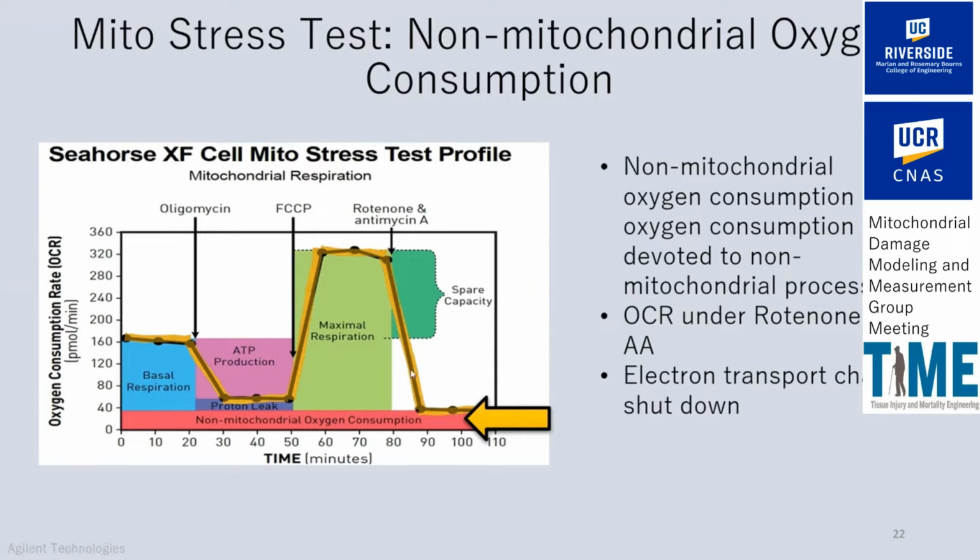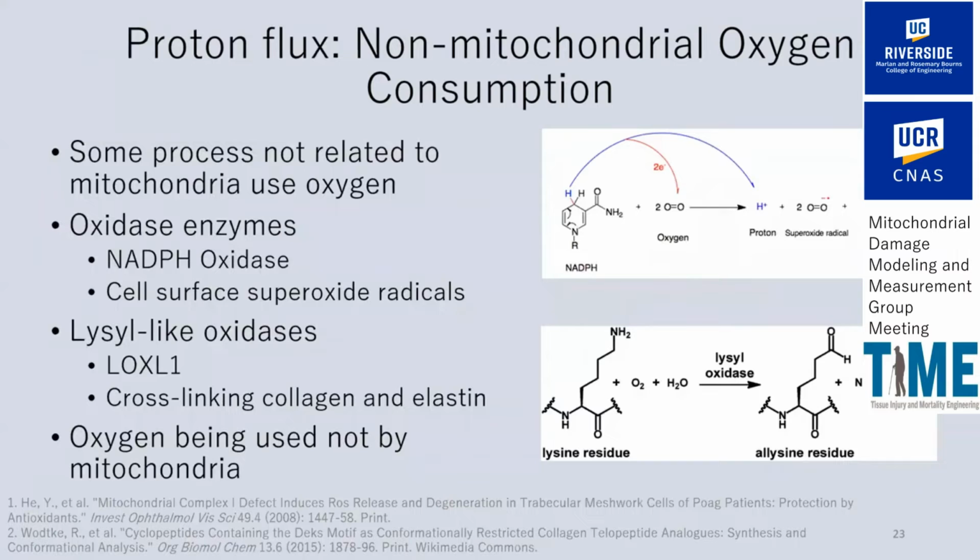And you can see here in this example graph, oxygen consumption is decreasing very quickly after treatment. And so whatever oxygen is remaining, you can attribute to non-mitochondrial oxygen consumption. Because in this case, the mitochondria and the Krebs cycle are not consuming oxygen. Anything that's left is going to one of these other processes. Now, what sort of processes use oxygen that are not mitochondria? Oxidase enzymes would be one example.